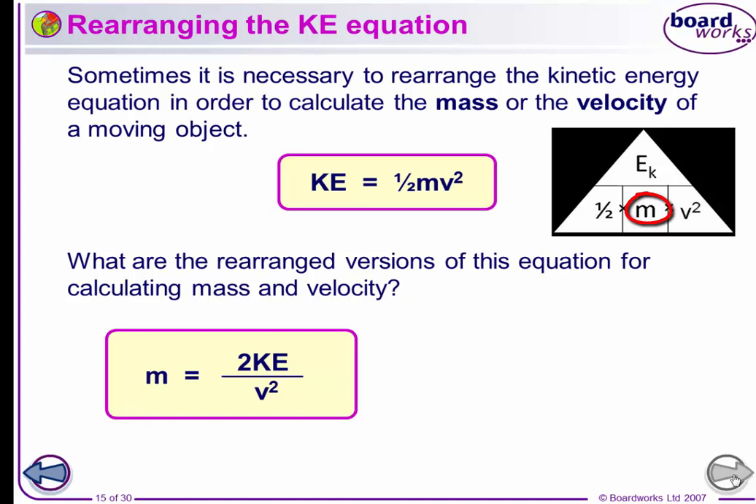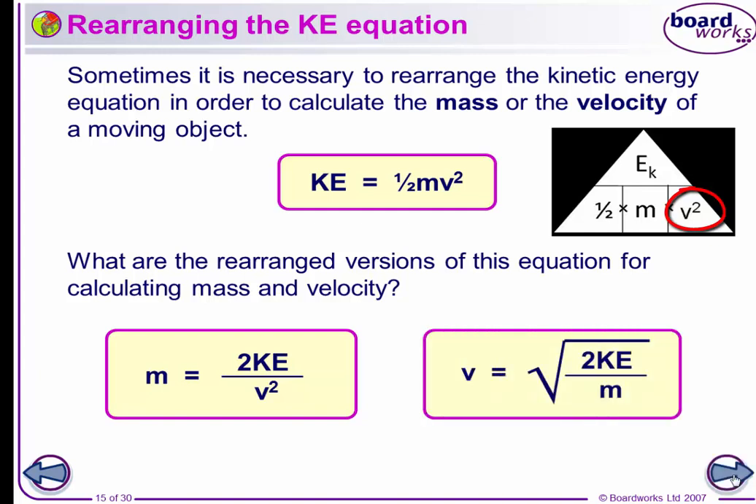Alternatively, you can find out what v squared is. v squared is equal to KE divided by half m. In other words, 2KE divided by m. However, this is v squared. You have to remember, if you want to find v, you find this answer and you have to square root it. So v is the square root of 2KE divided by m. Don't forget the square root button.